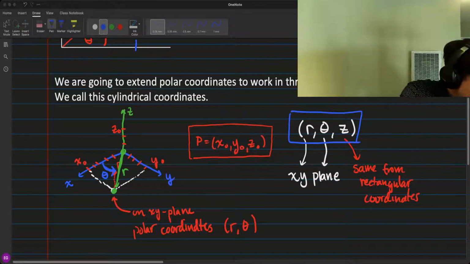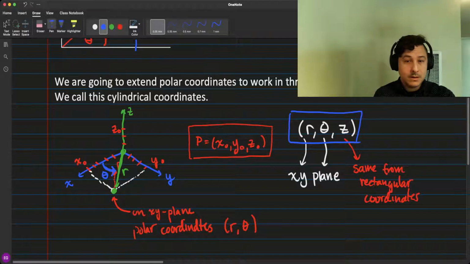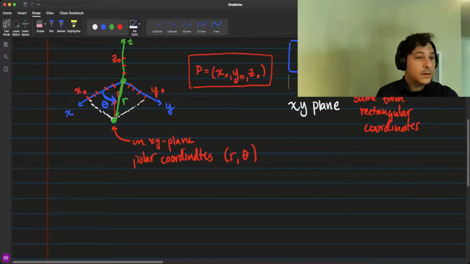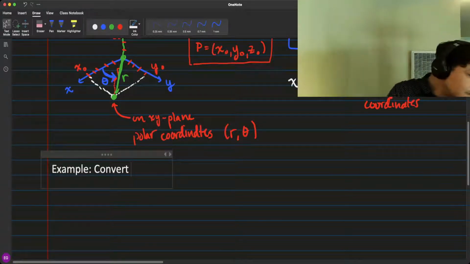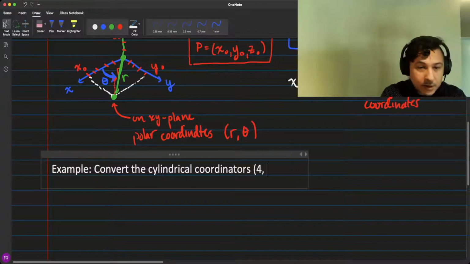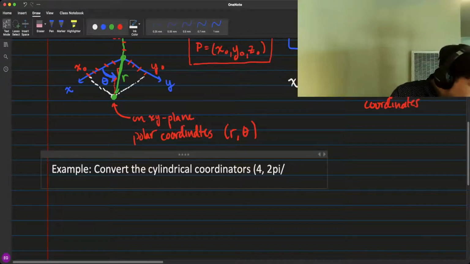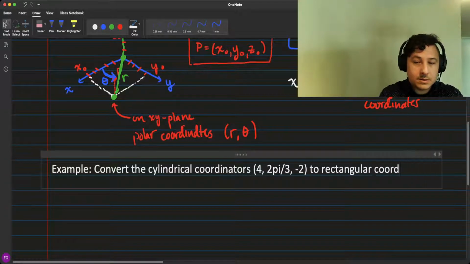So let's do an example where we convert from cylindrical to rectangular coordinates. Example: convert the cylindrical coordinates 4 comma 2 pi over 3 comma negative 2 to rectangular coordinates.